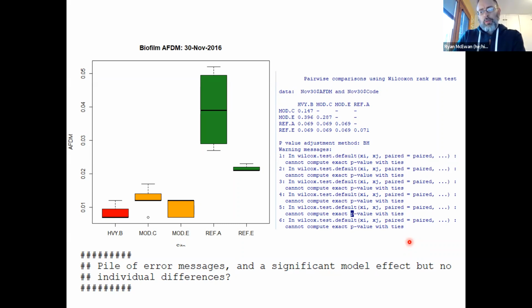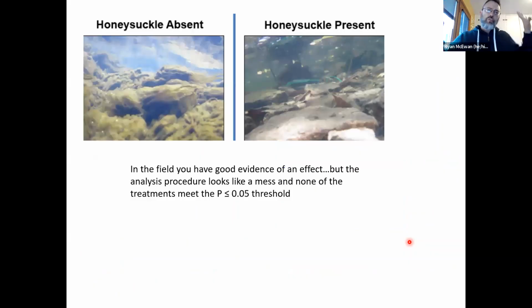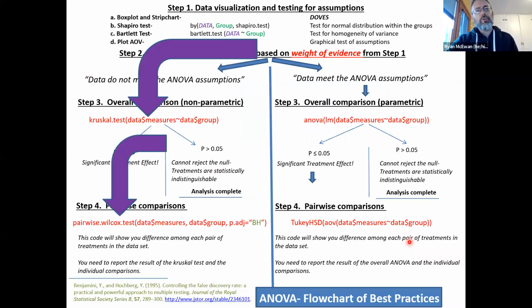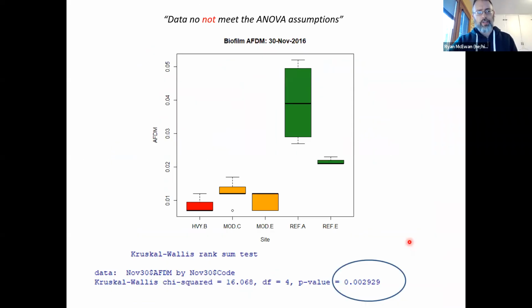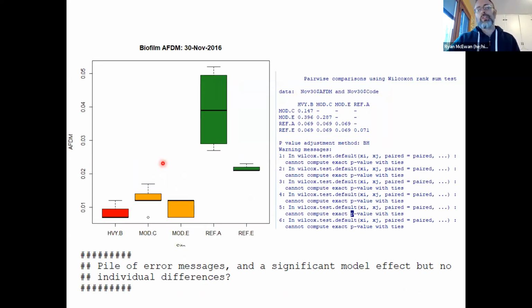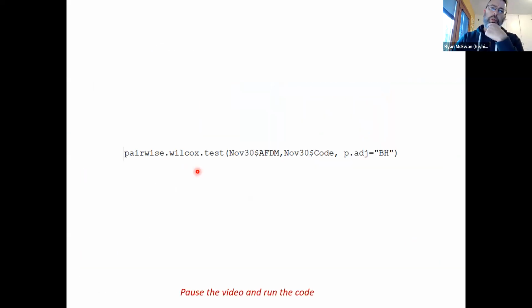What are you going to do now? Let's just stop and think about it for a second. In the field, you have good evidence of an effect, but the analysis procedure looks like a mess, and none of the treatments meet the 0.05 threshold. So you're really messed up here. You've got a significant overall effect, but literally no individual differences. That's a really weird place to be.